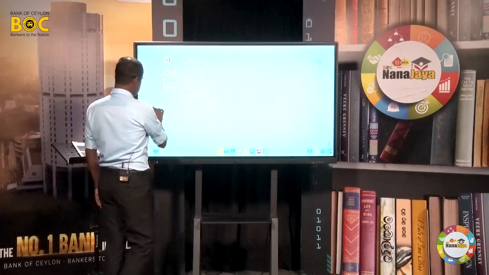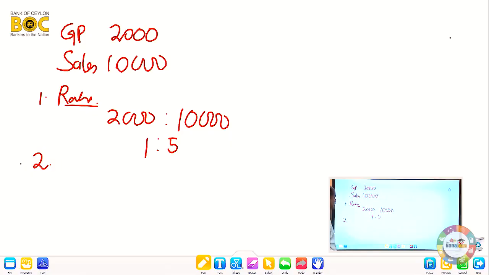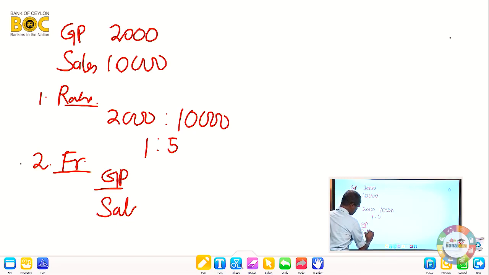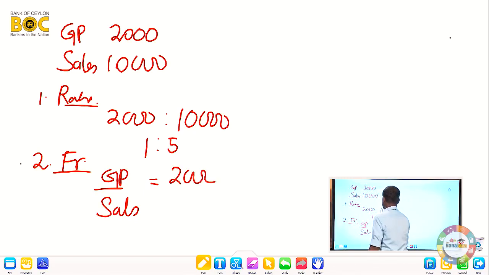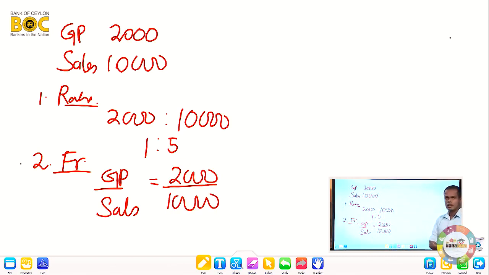The second method, you can show this as a fraction. Gross profit over sales. The gross profit is 2000, sales 10,000. As a fraction, 1/5.